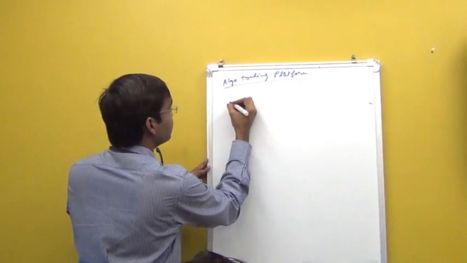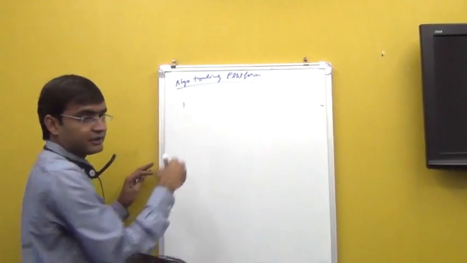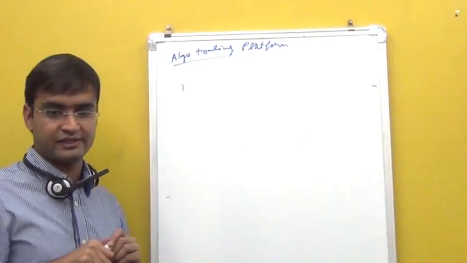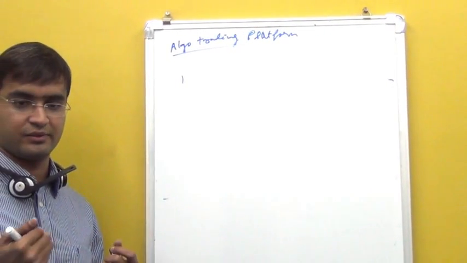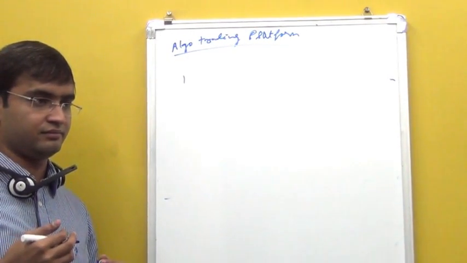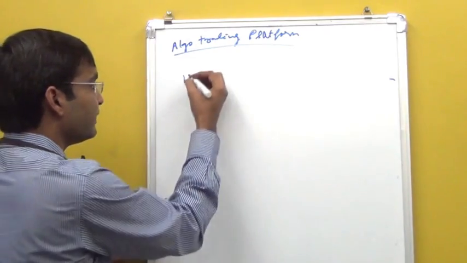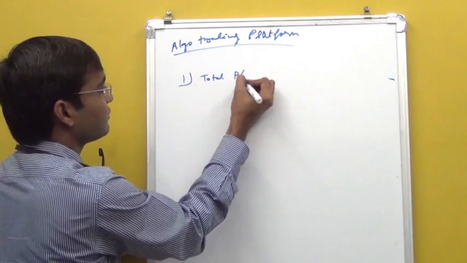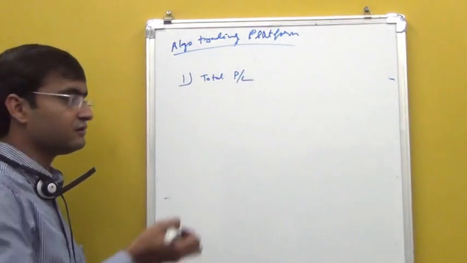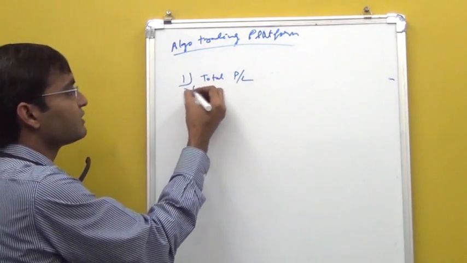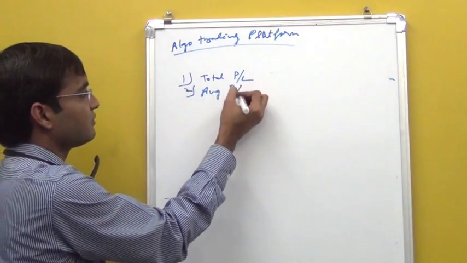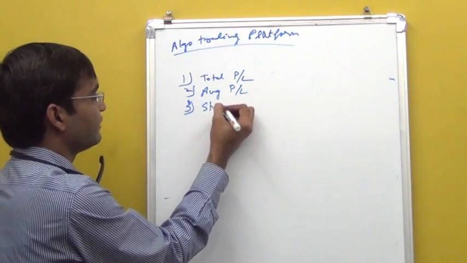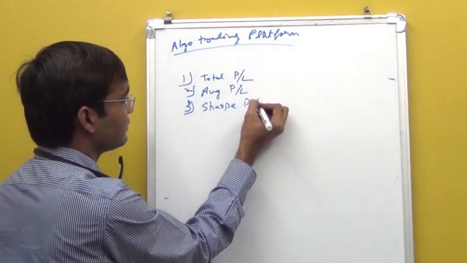So what are the backtesting parameters that you look for typically? When you are backtesting a strategy, what are the typical parameters that you look for? Probably one would be the total profit, obviously. Right. Next would be, I guess, the average PL. Sharpe ratio, exactly.